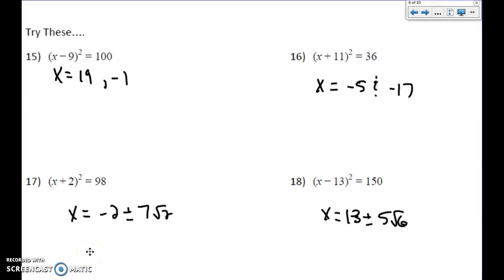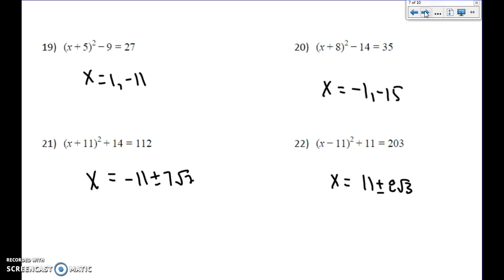Alrighty then, and hopefully you guys had a chance to look at the answers to the last 8 questions. Number 15, you got x to be 19 and negative 1. Number 16, you got x to be negative 5 and negative 17. Number 17, you got x to be negative 2 plus or minus 7 square root of 2. Number 18, I got x to be 13 plus or minus 5 square root of 6.